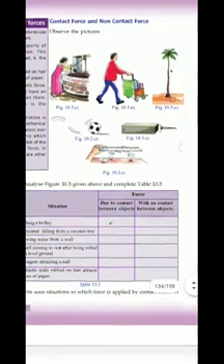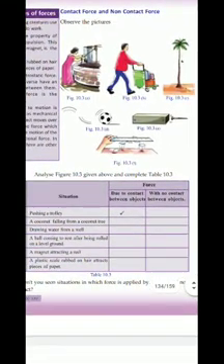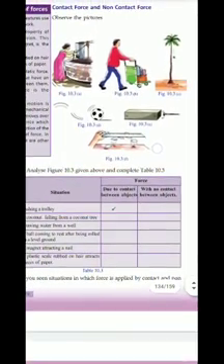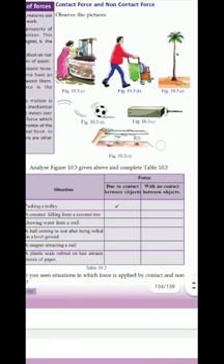That is, when an object moves on a surface, another surface, the surface tries to oppose the motion of the object on it by applying a force opposite to its direction of motion. Such force is known as frictional force. Who applies this force? The surface on which the object moves. Okay, so this force is known as frictional force.